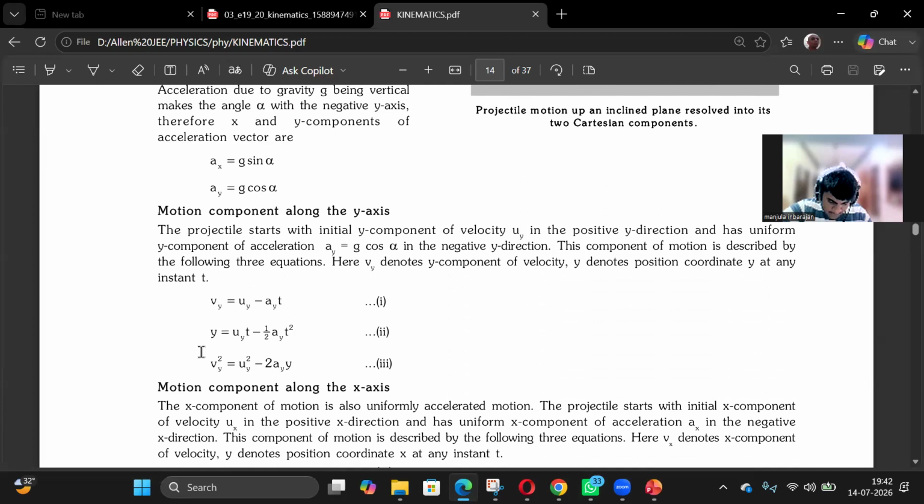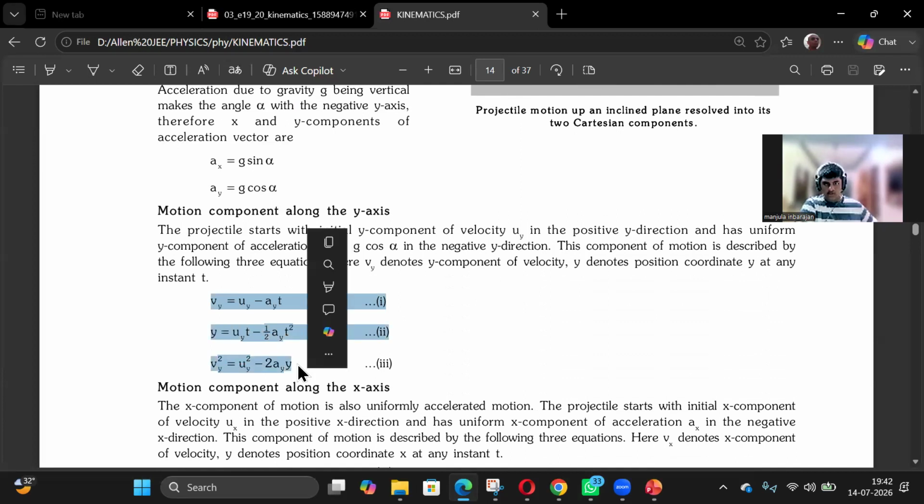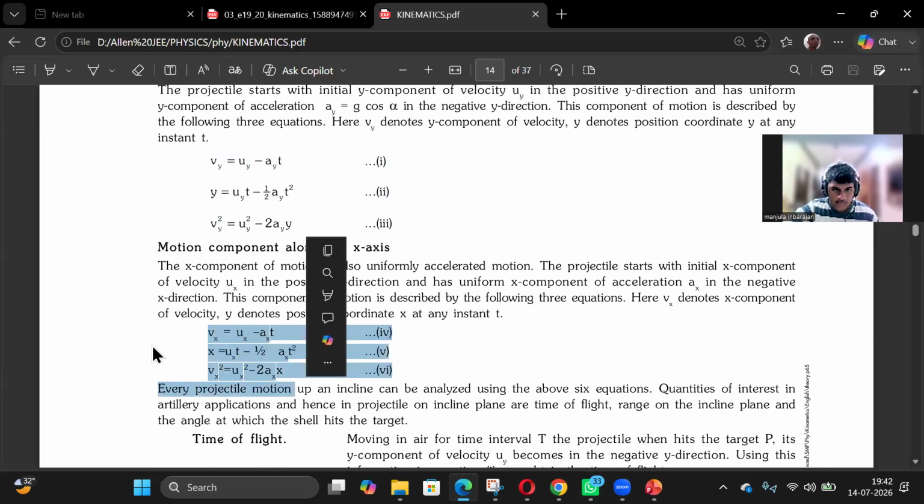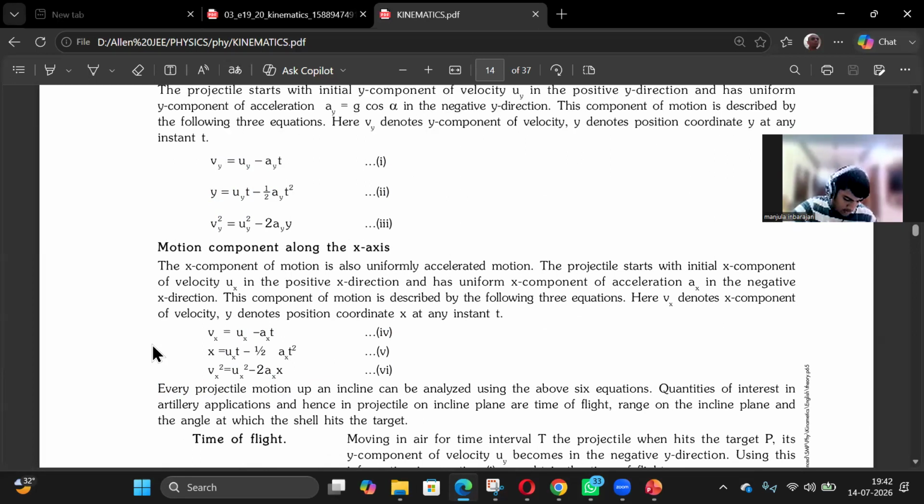And this y motion is equal to ut plus half at square. So basically, you're writing three equations of motion in the y direction. Similarly, three can be written in the x direction. Kinematic equations: three equations of motion: v equal to u plus at, s equal to ut plus half at square, and then v square equal to u square plus 2as, both in the y direction and x direction.